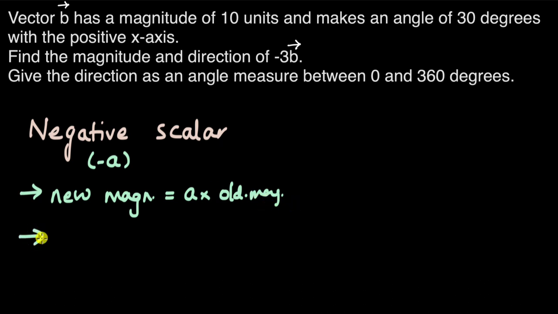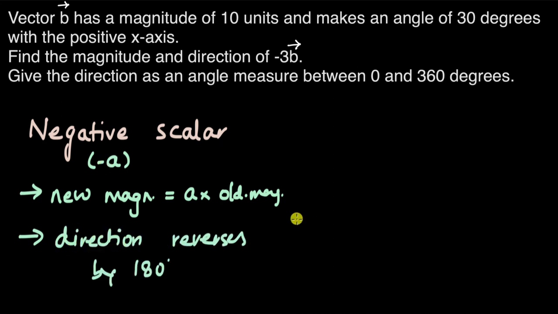And what happens to the direction? Well, we are multiplying it with a negative scalar. So direction reverses by 180 degrees. Okay, now we are multiplying it with minus 3. So the new magnitude of the vector will be 3 times the old magnitude, and minus 3b's direction will be reversed by 180 degrees. So let's try and see what that could look like.